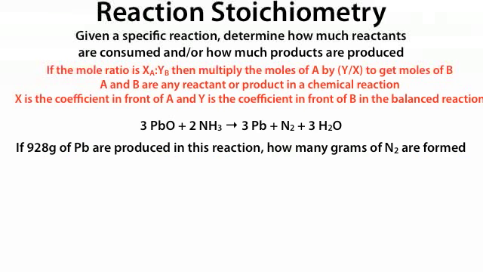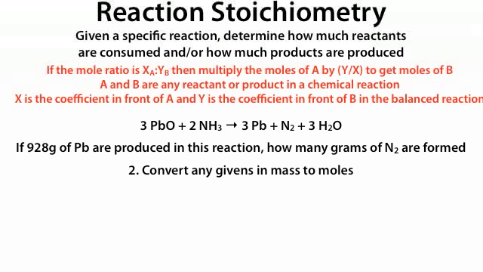Let's look at another question. Same reaction, but the question now states, if 928 grams of Pb are produced in this reaction, how many grams of N2 are formed? Step 1. Balance any reactions given or described. We've already balanced our reaction, so this step is not necessary.